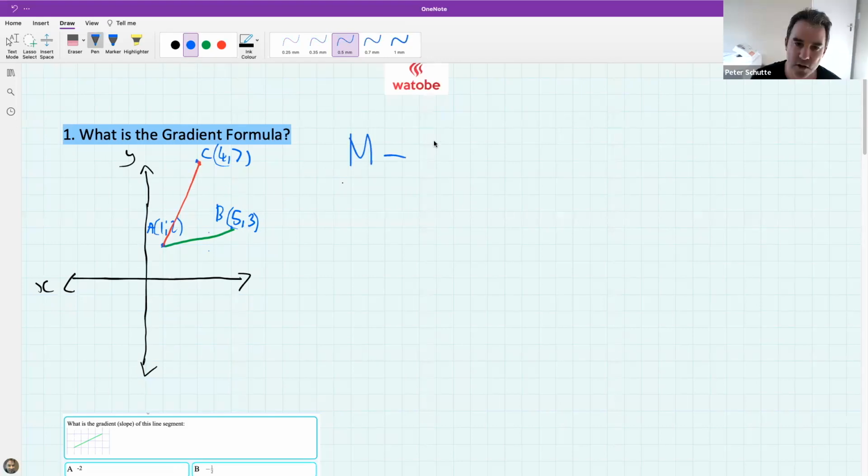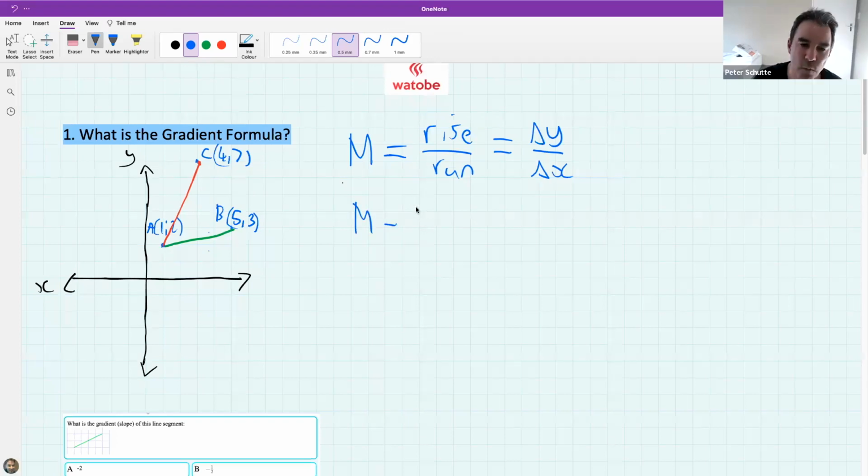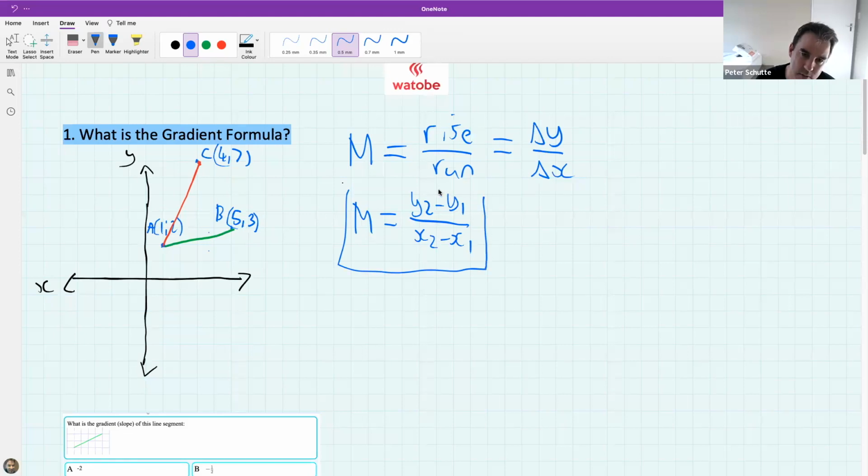We use the symbol m normally for gradient, and we talk about rise over run. Often students say change in y over change in x. And that's all good and well, it makes sense. But in reality, the formula used the most is y2 minus y1 over x2 minus x1, which looks like a bit of a mouthful. So what does that actually mean? Well, let me show you.